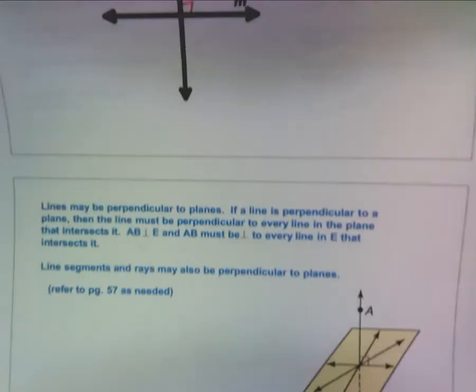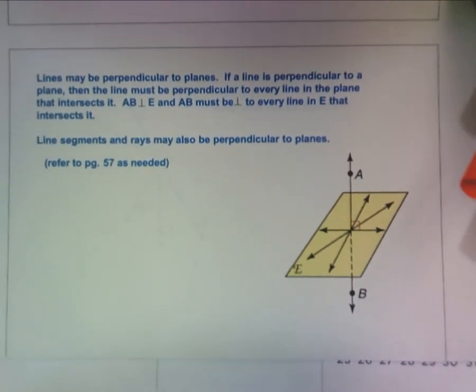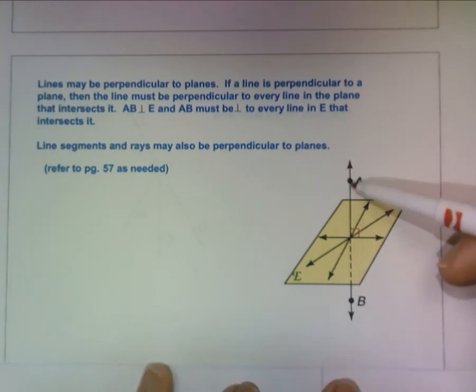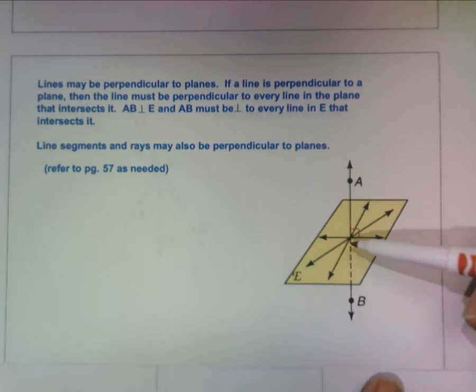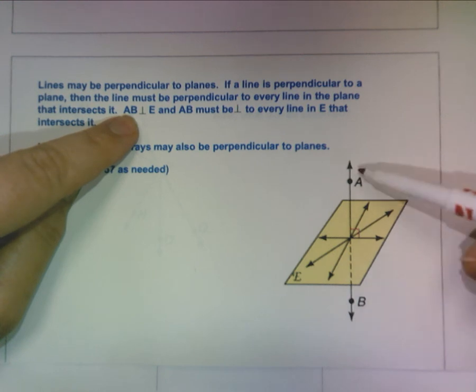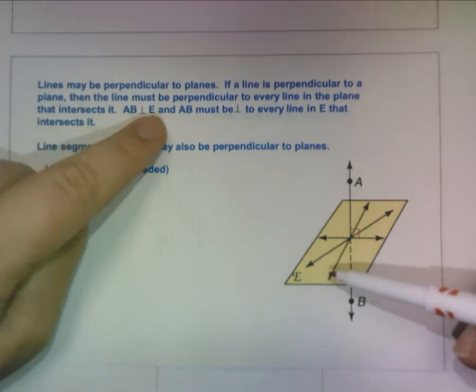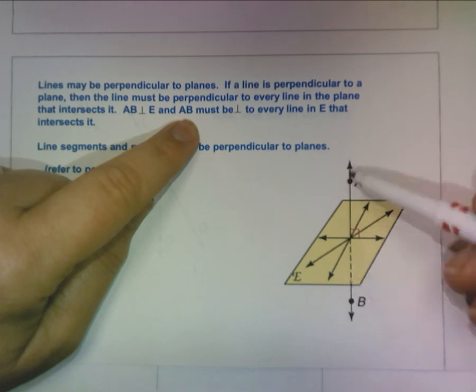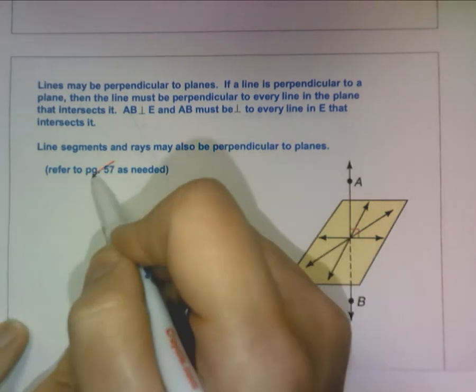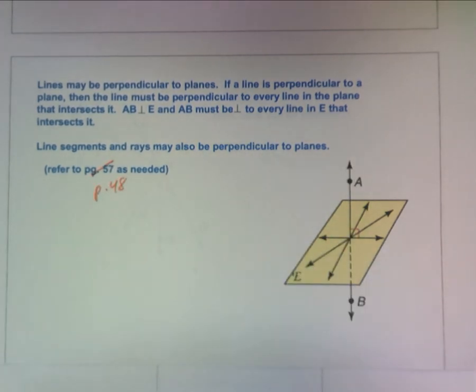Now, just a quick note, you don't have to write this down, but I do want you to know this, that lines may be perpendicular to planes. If a line is perpendicular to a plane, then that line must be perpendicular to every line that it intersects in that plane. So we can say that line AB is perpendicular to the plane E. Then line AB must be perpendicular to every one of these lines that it's intersecting, okay? And this was on page 48, if you want to refer to it. Don't have to write this down. Just know this in a plane.